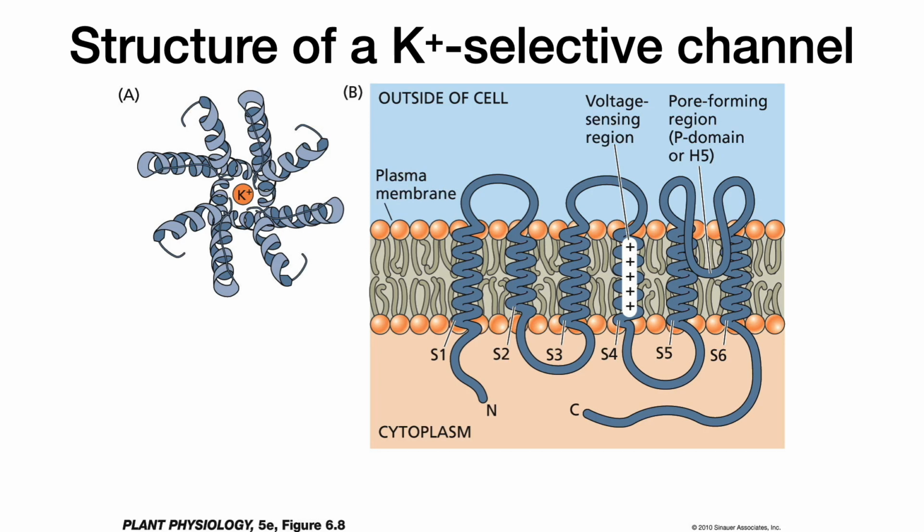So it's a voltage sensing region, and should the voltage change, it can cause a structural or conformational change in the protein, causing it to move around, which may open or close a pore. So what generates a membrane potential in plants?